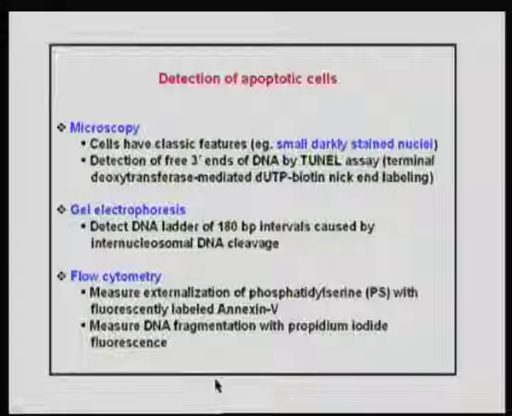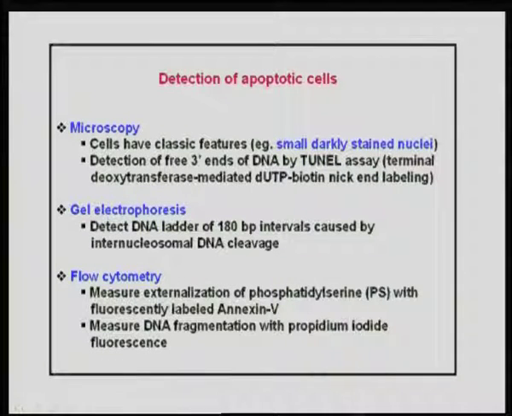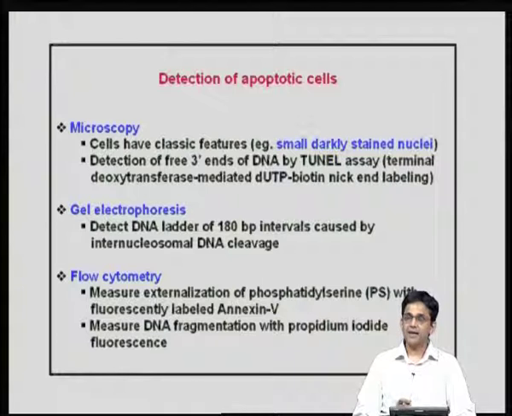So how does one study apoptotic cells? There are different ways of studying apoptotic cells. The first one is microscopy. Because of the condensation of the nucleus, these cells have classic features. They have darkly stained nuclei, especially using H&E staining. If you're very good at looking at apoptotic cells, this is certainly a way for you to tell.